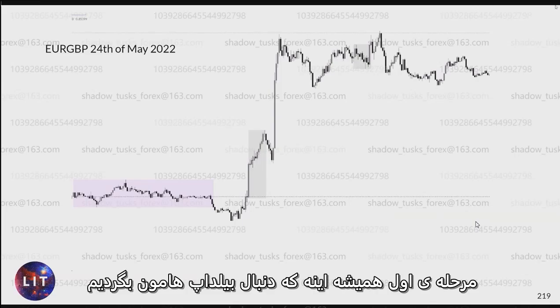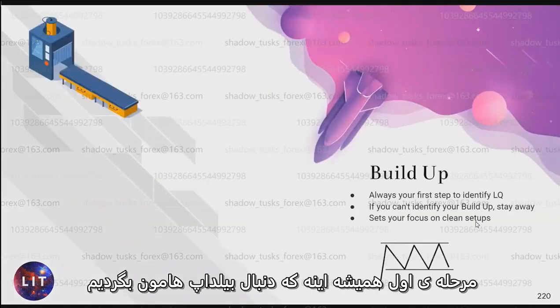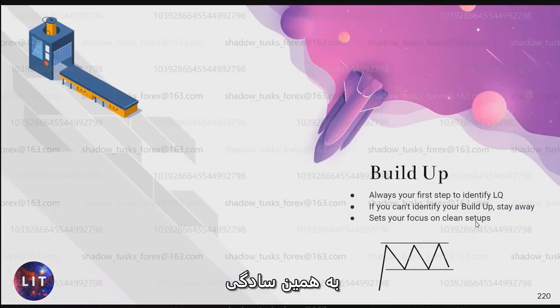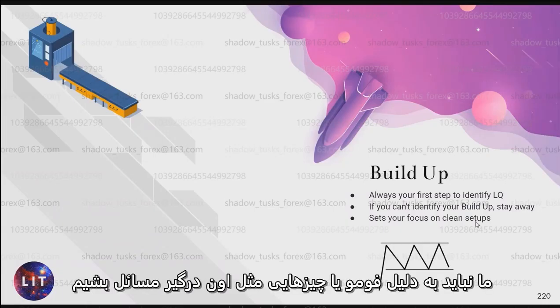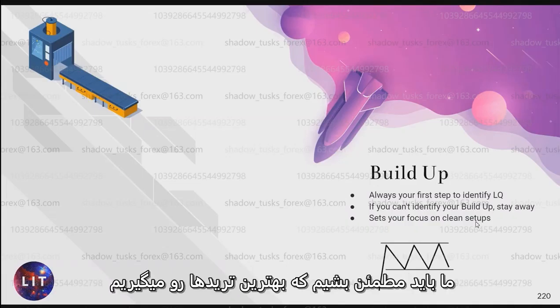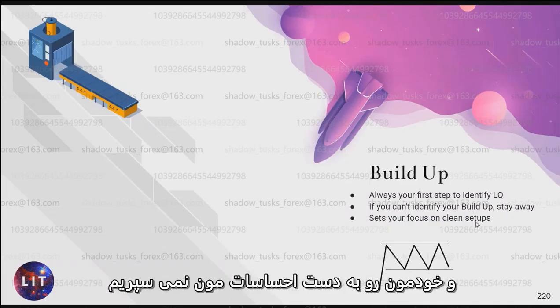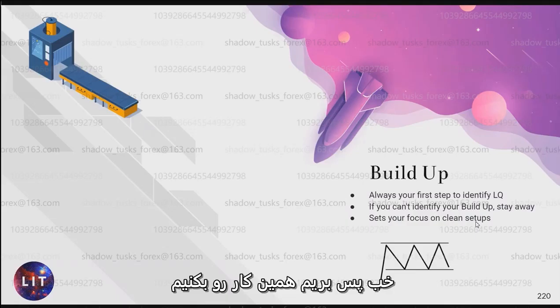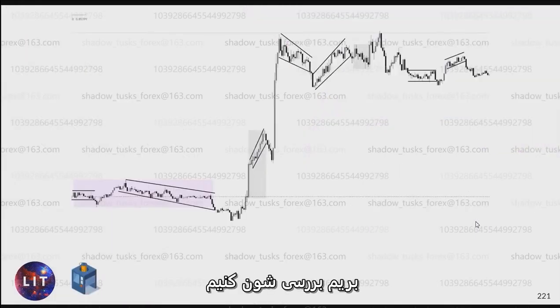The first step is to always look for our build-ups. Like it says, if you can't identify your build-ups, stay away. It's as simple as that. We don't want to be getting into things due to FOMO or anything like this. We want to make sure that we're taking the best trades and we're not just letting our emotions get hold of ourselves. So we always want to identify our build-up first. So let's do that, and let's go over them.